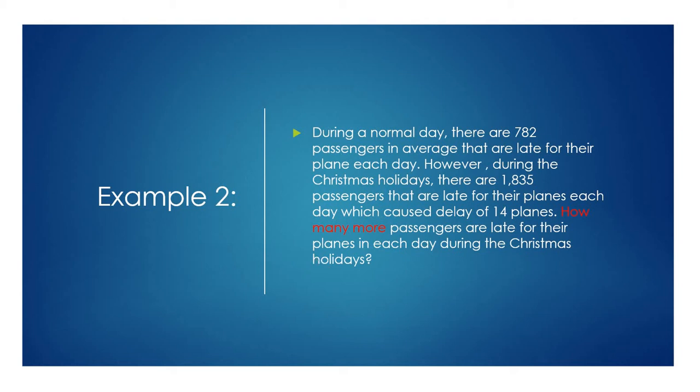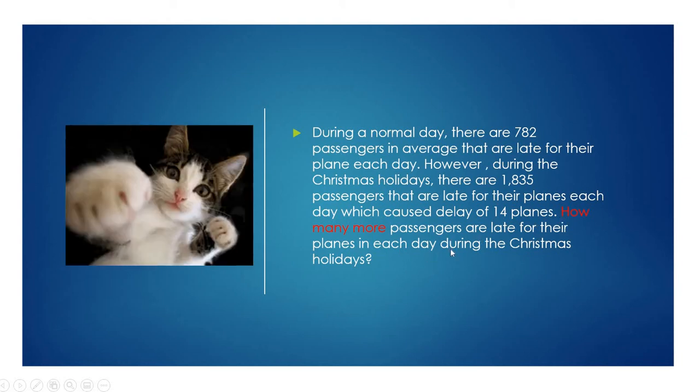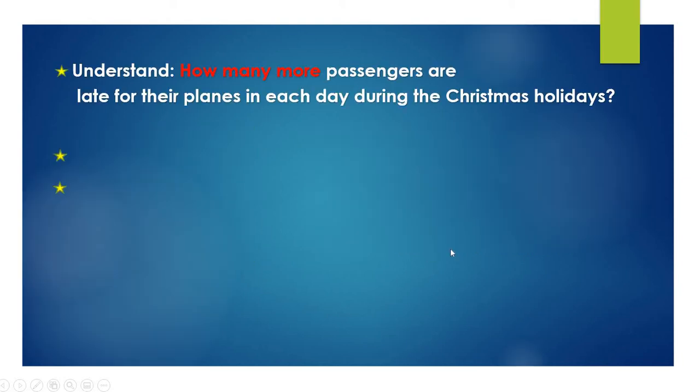So what important numbers do we have in this question? We have 782 passengers on average that are late for their plane each day during a normal day. And then we have 1,835 passengers that are late for their plane during the Christmas holidays. And then we have an extra piece of information. So now we know we have to do subtraction. Now we have the important numbers. So let's solve the problem.